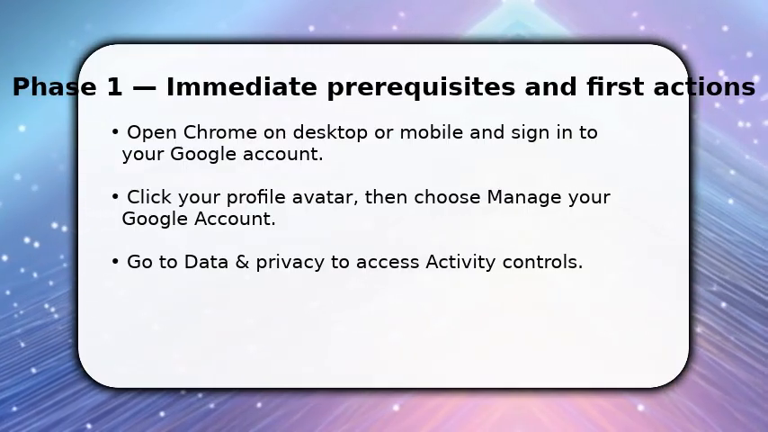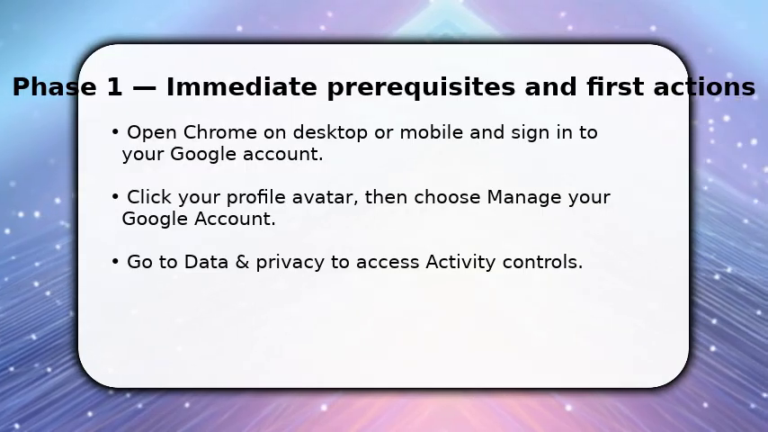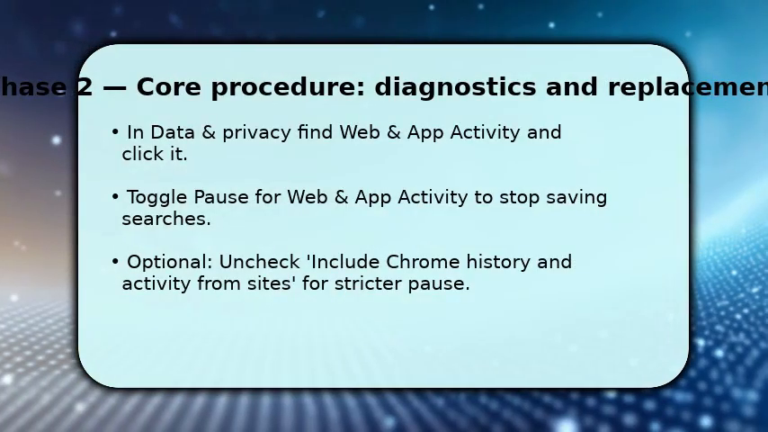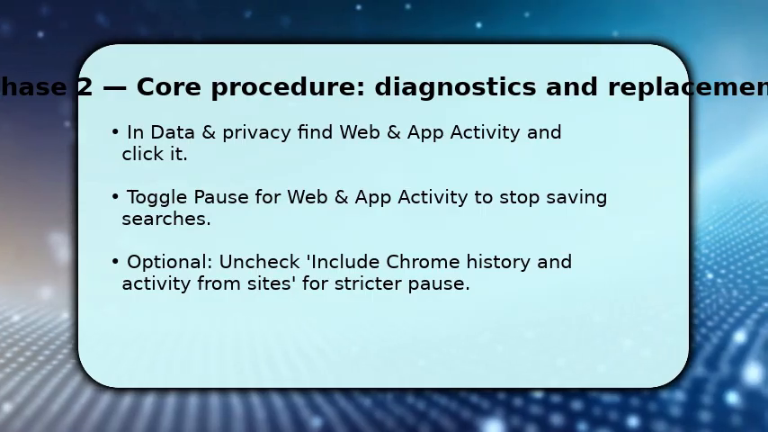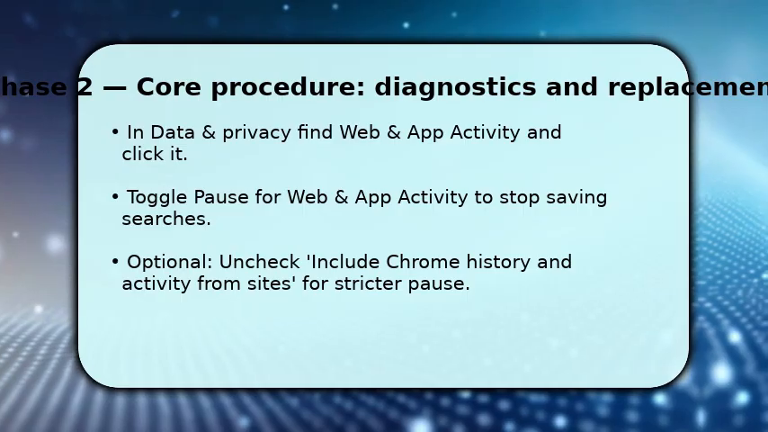Make sure you use the same account across devices because pausing here applies to that account only. Pause options will affect search and other activity. Now you're in Web and App Activity settings. Look for the toggle labeled Pause. Turn that toggle on to stop Google saving new searches and app activity. This is the core step.